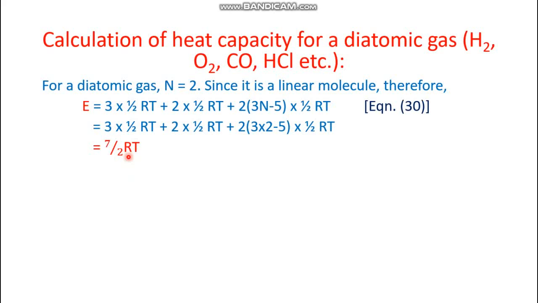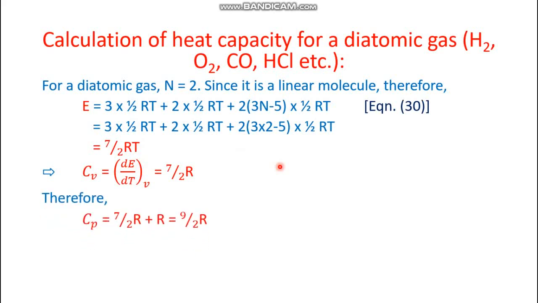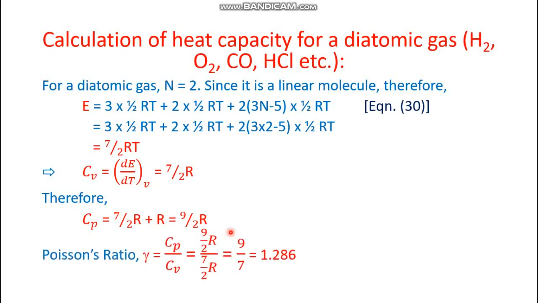So this is the value of energy. Now we have to differentiate this with respect to temperature, and if we do so, this T will just vanish and only 7 by 2 R will be left. Therefore, the Cv, that is the heat capacity of any diatomic gas, is theoretically 7 by 2 R or 3.5 R. Therefore, Cp equals the expression of Cv plus R, that means 7 by 2 R plus R, that is 9 by 2 R. Therefore, the Poisson ratio gamma equals Cp by Cv equals 9 by 7 equals 1.286.